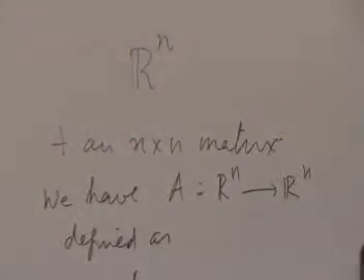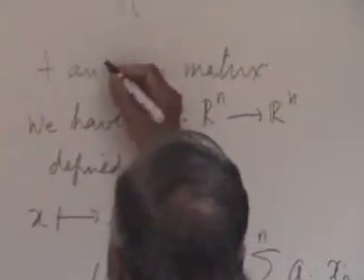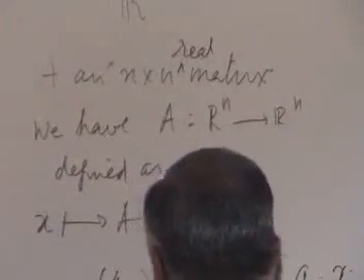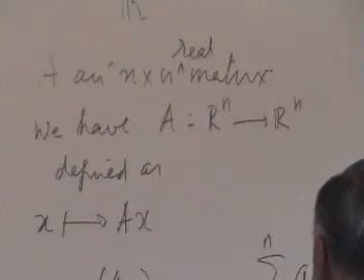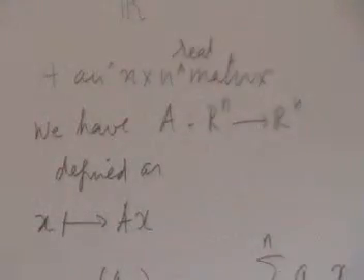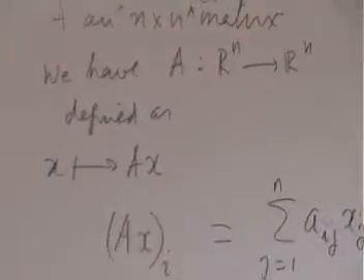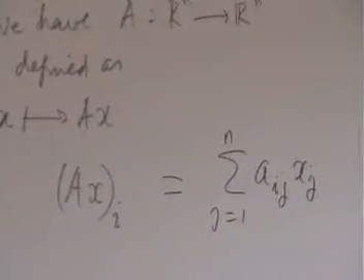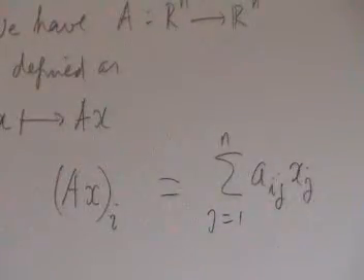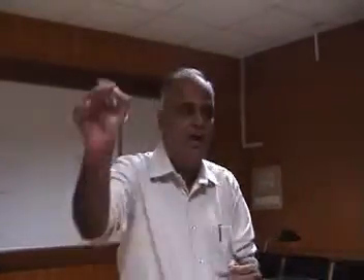Now, A is an n by n real matrix. A is a linear transformation. It preserves superpositions. A matrix multiplication preserves superpositions. And now, on the n-dimensional real space, you can put a lot of norms. You can put the maximum norm, you can put the L2 norm, the usual distance norm, or you can put the L1 norm, the Lp norm, whatever norm you want.